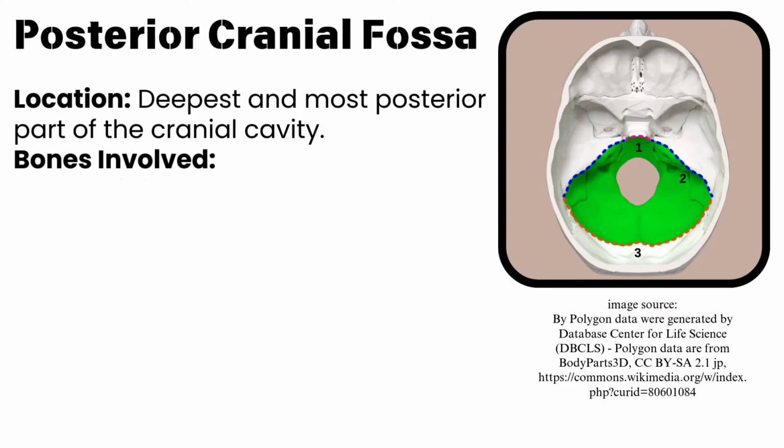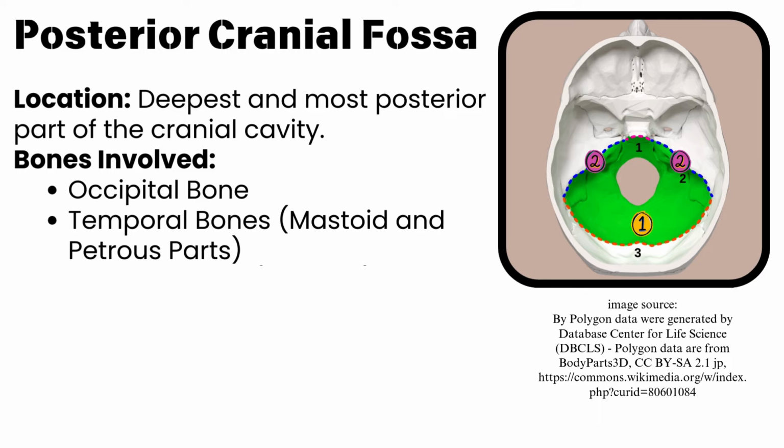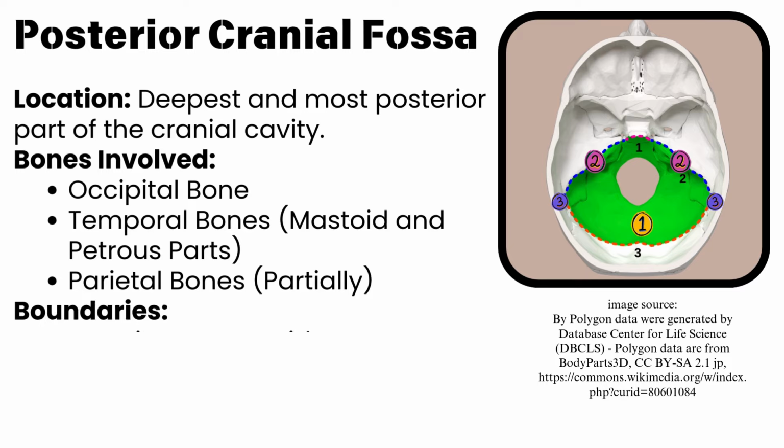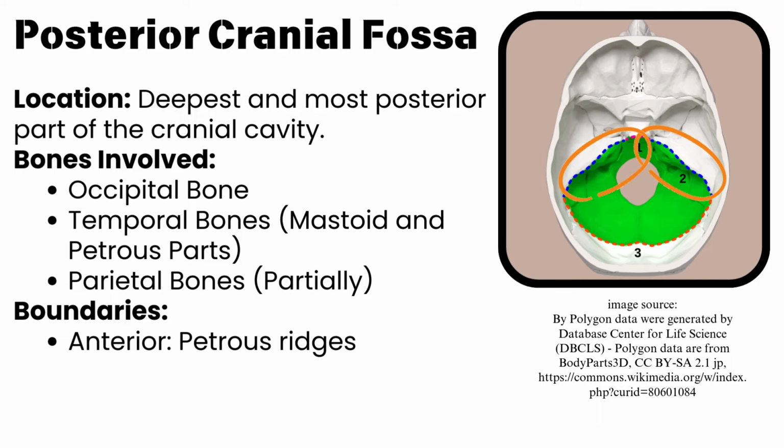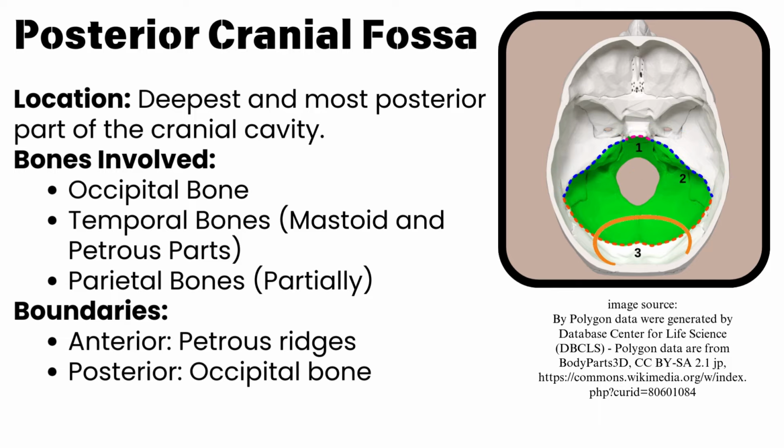Bones involved in formation of posterior cranial fossa: occipital bone, temporal bones, its mastoid part and petrous parts. Parietal bones are involved partially. Boundaries of posterior cranial fossa. Its anterior boundary is formed by the petrous ridges. Its posterior boundary is formed by the occipital bone.